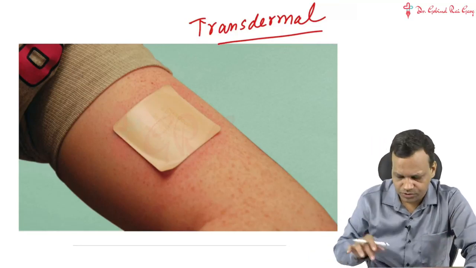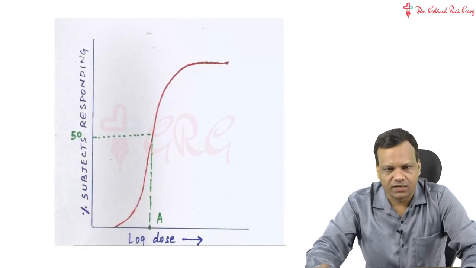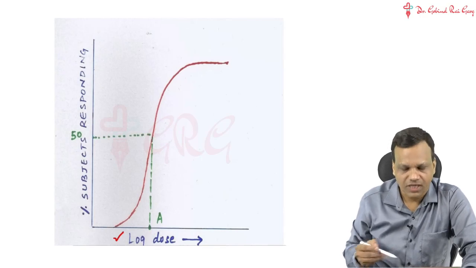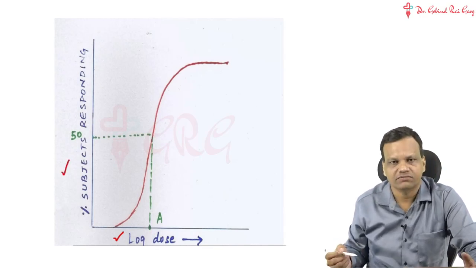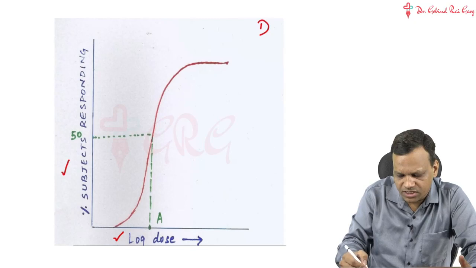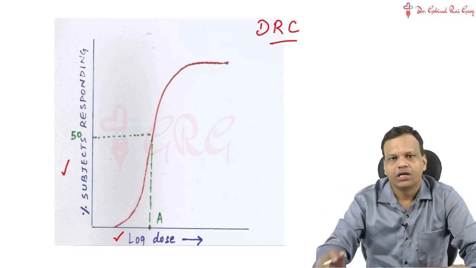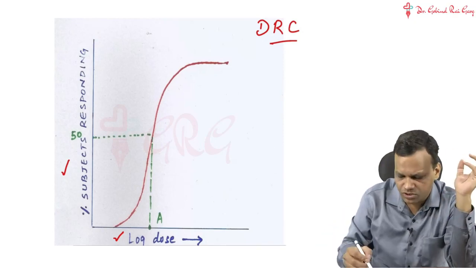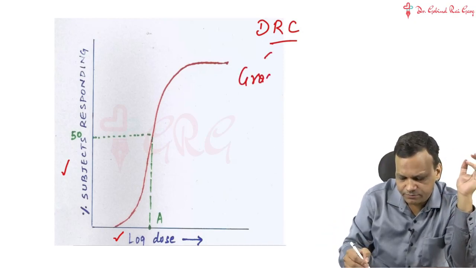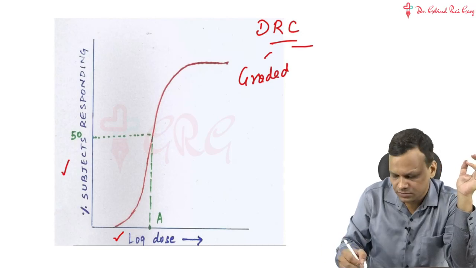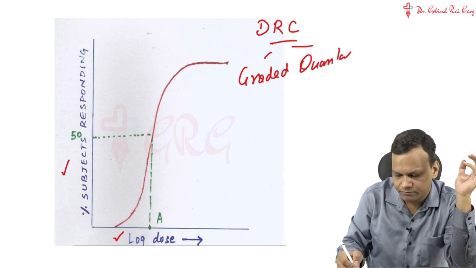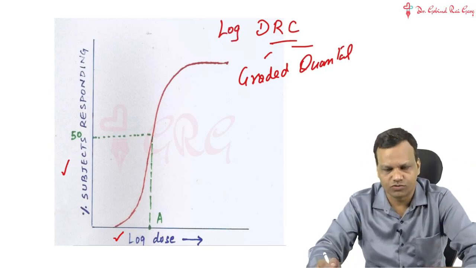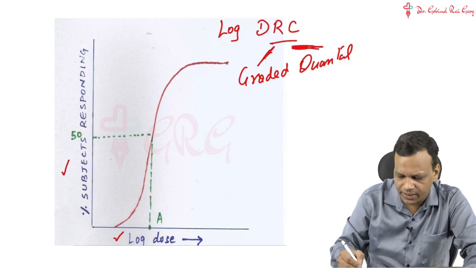So, transdermal route. Now, this is a graph between log of dose and percentage of subjects responding. Basically, it is a dose response curve. In a dose response curve, you need to be careful about two things. One, the dose response curve may be graded, or it may be quantal. Basically it is a log dose response curve. On the x-axis there is log of dose. Now they may be graded, they may be quantal.